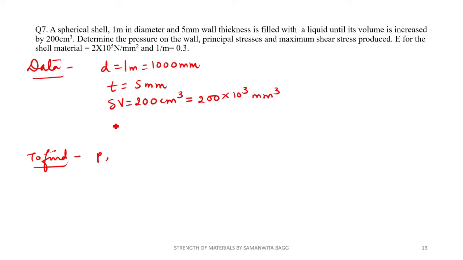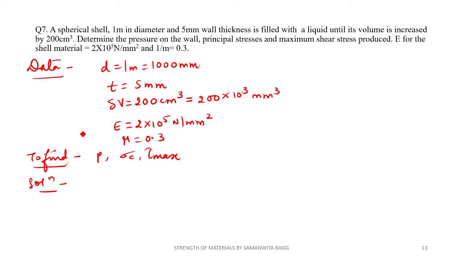Principal stresses, that is I need to calculate sigma C, and maximum shear stress produced. So I need to calculate tau max. E for the shell material is 2 into 10 raised to 5 Newton per mm square and mu is given as 0.3.